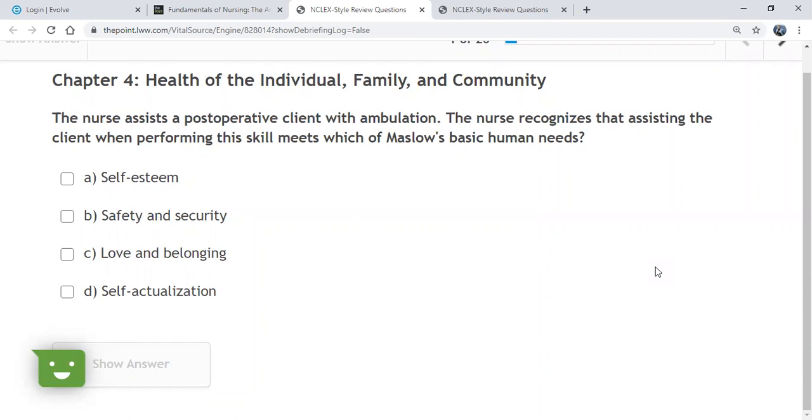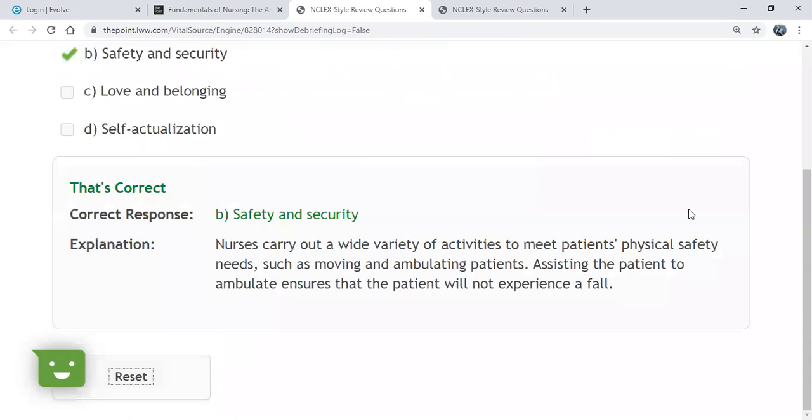B. B, for sure, B. Okay, B, safety and security. Yep. Okay, good. We carry out a variety of activities to meet the patient's physical safety needs. We help move and ambulate them, okay? And we assist them so that way we know that they don't fall. Okay? We don't want them to fall. We don't ever want them to fall.